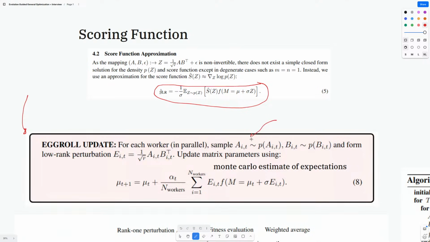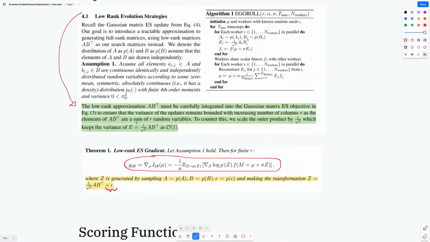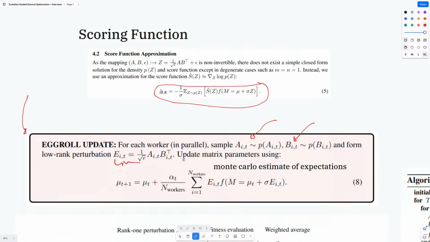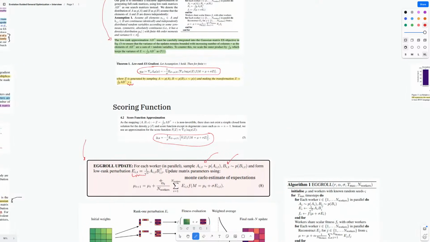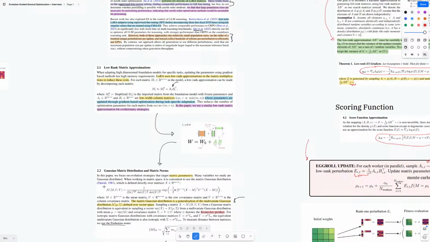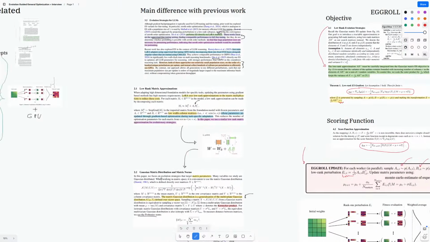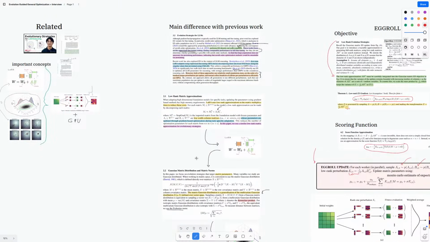So you sample A here, you sample your B here. Remember, these are Gaussian matrix distributions. You get your low rank perturbation over there, with this kind of form that we've looked at over here. And then your update will be like that. It looks a bit different than what we were saying over here.